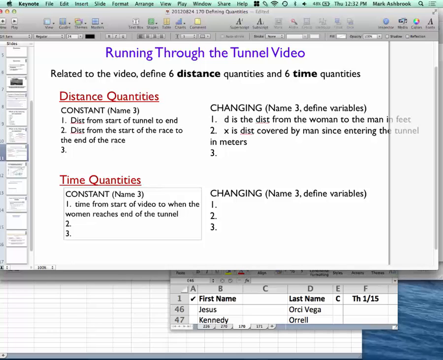All right, one more constant time quantity. How about Laura Rodriguez? Where's Laura?